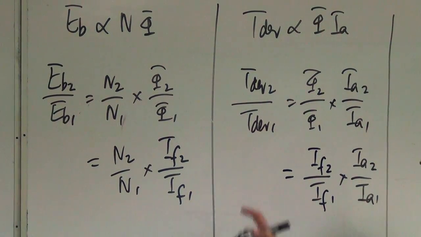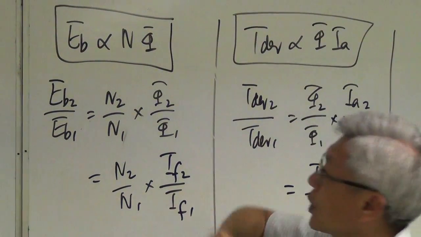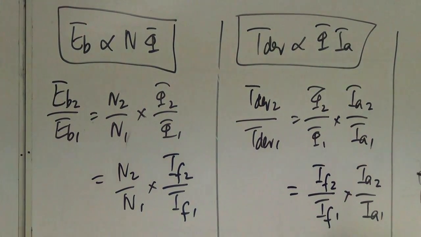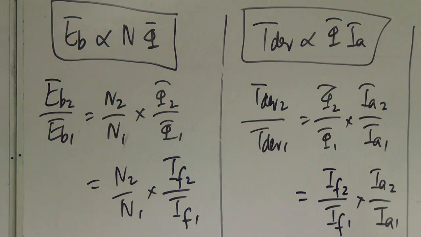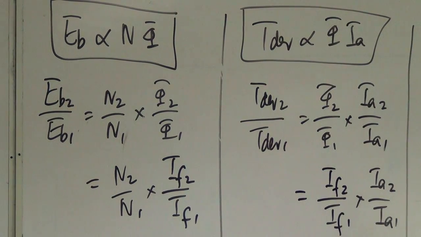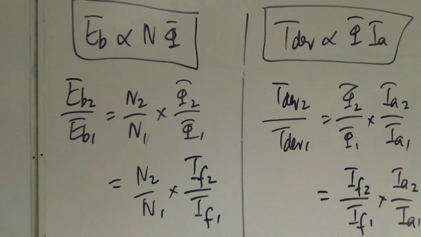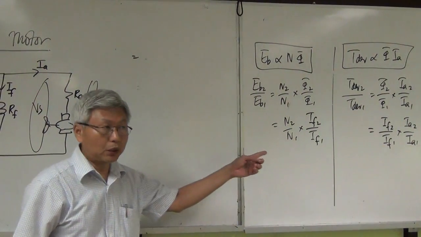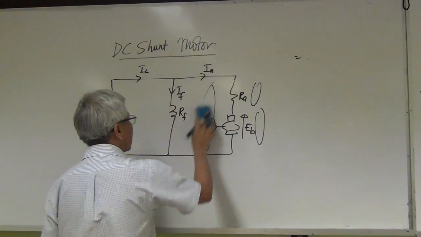Get it? Two very important concepts. These two proportional relationships are given in the exam. You don't have to memorize them, but I'm sure by now, because you do so many tutorial questions, they are already part of you. EB is proportional to N flux, torque is proportional to flux IA. Now let me give you an example. Maybe by going through an example, you will understand better what I am saying. So now let me take away all this.